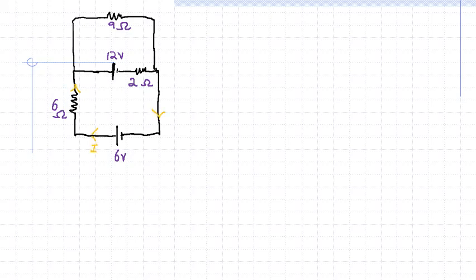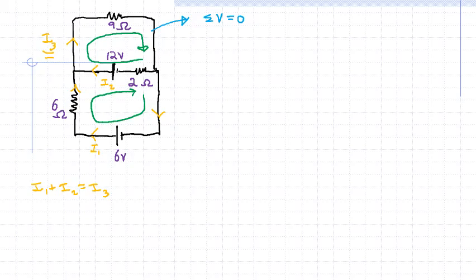All right, so I chose current here, and then current 3 going like this, and so I chose for I1 and I2 to combine together to make I3. So I1 plus I2 would be I3 there. I chose my loops to go around like this.